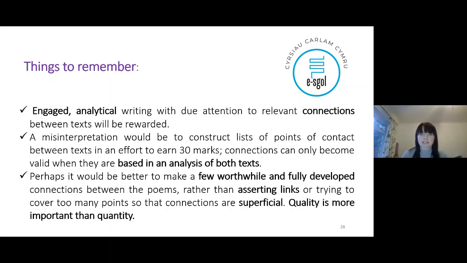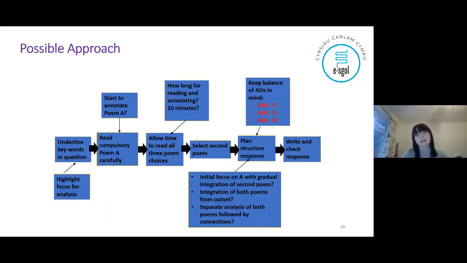Misinterpretation would be to construct lists of points of contact between texts. Connections are only going to be valid when they're based on the language analysis of both texts, okay? You're better to have a few really fully developed connections rather than making offhand, superficial links, okay? Quality is most definitely more important than quantity here, when it comes to the number of links. And then here what I've got is a suggestion of a possible approach, which I'll look at a little bit more next week as well, okay?